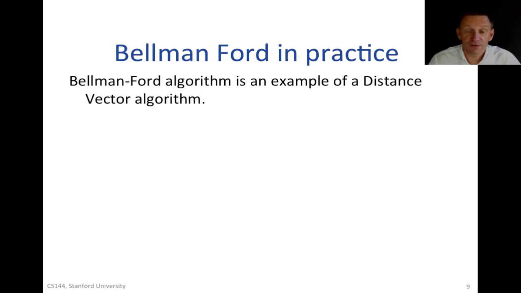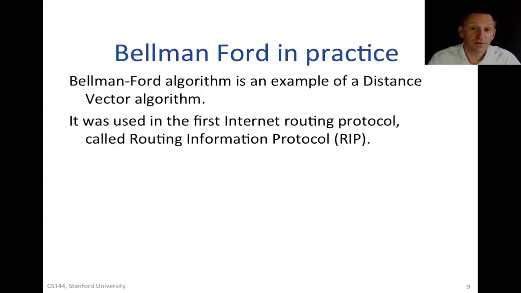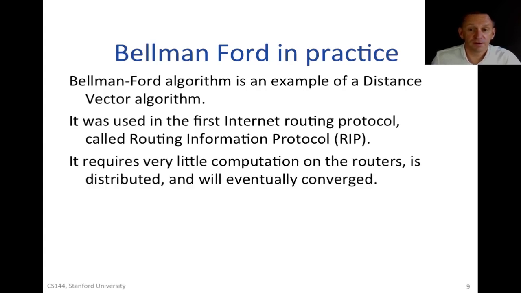This is an example, therefore, of a distance vector algorithm and formed the heart of one of the first routing protocols used in the internet called RIP. RIP stood for the Routing Information Protocol, and it was used very widely for quite a long time. This was because it requires very little computation on the routers. It could be calculated in a distributed way, requiring very little computational burden on each of the routers. And we knew that it would eventually converge with a few little fixes, like the split horizon technique and preventing it from counting to infinity.